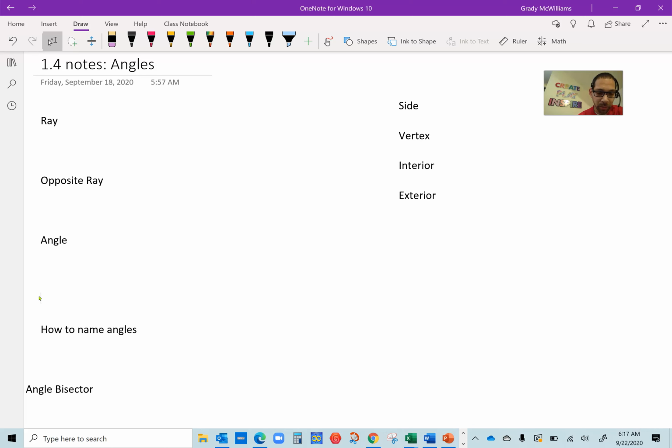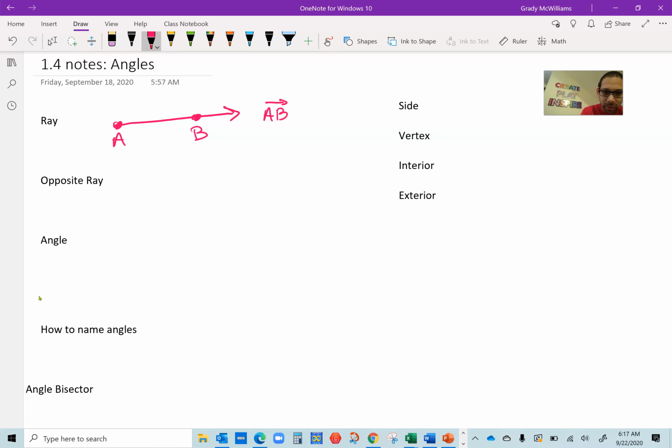So first we're going to talk about a ray. A ray is a part of a line that has an endpoint and an arrow. There's an endpoint on one side and an arrow on the other. So it starts at A in this example and it goes through B. This would have the name of ray AB.